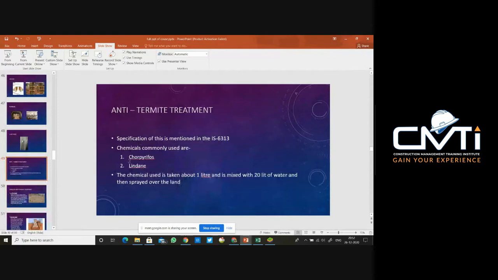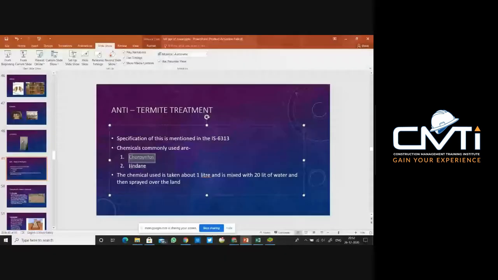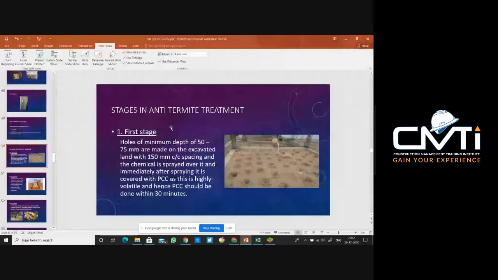Then anti-termite treatment I have told you. The specifications are there in IS 6313, and the chemicals which are used are chloropyrifos and lindane. These are clearly mentioned in this IS code. So there are stages in the anti-termite treatment. I have shown here. You can see it here.